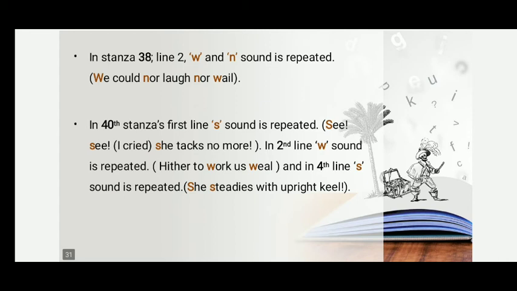Number 4, in the 14th stanza, first line, the S sound is repeated: see, I cried, see, check no more. In the second line, the W sound is repeated: hither to work us weal. And in the fourth line, the S sound is repeated: she steadies with upright keel.